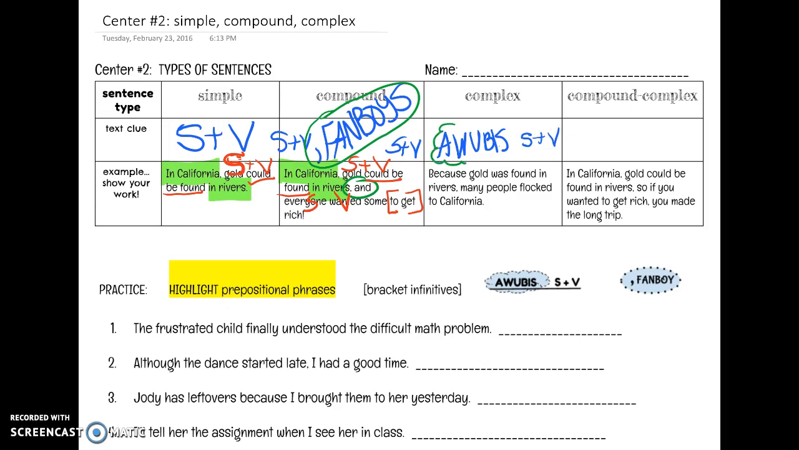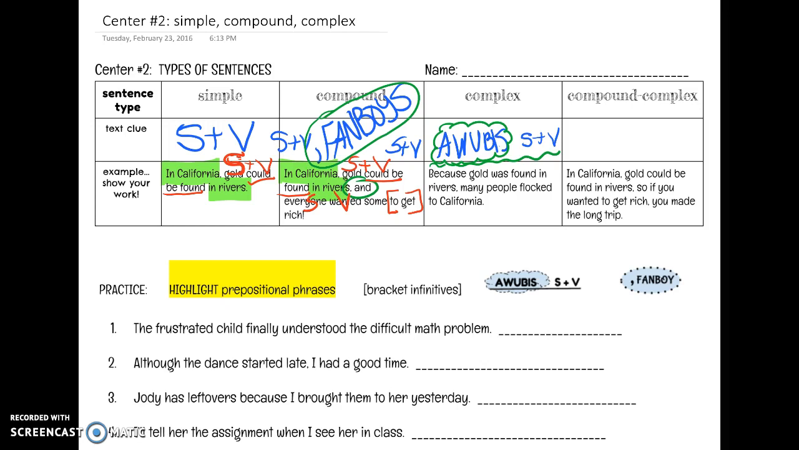When you find a word that you think is an AWUBIS, I want you to draw a little cloud around it and then a squiggly line underneath it, with your subject and your verb. If you can find one of these in your sentence, that means you have a complex sentence. If your AWUBIS is at the beginning of the sentence with the subject and the verb, just like a prepositional phrase, you need to put a comma after it. But if it's in the middle or the end, you don't.